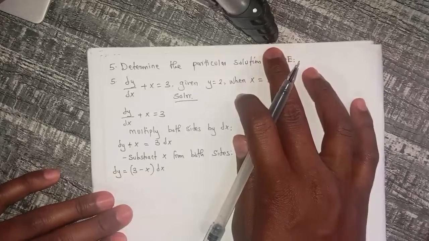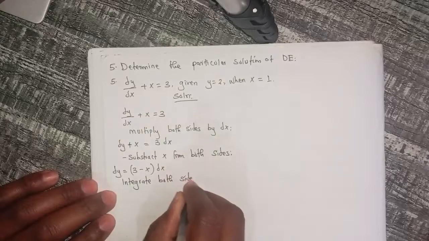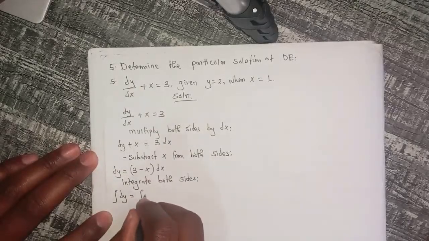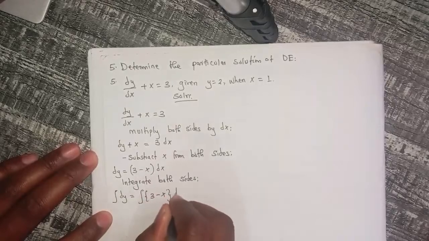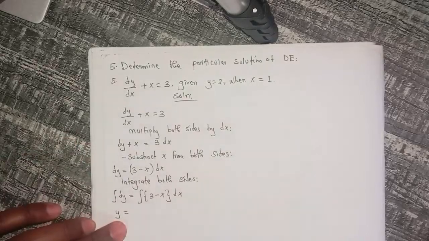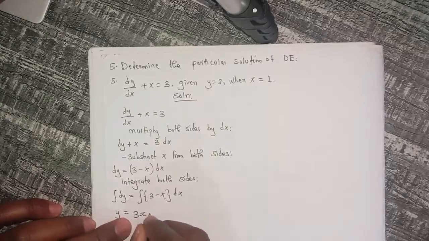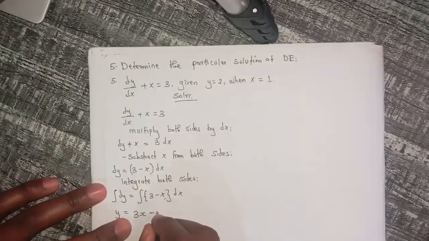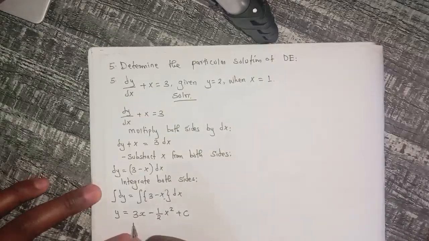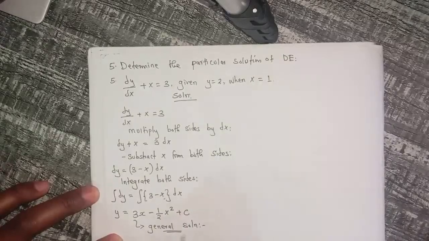So from there, we integrate both sides. So the integral of dy is equivalent to the integral of 3 minus x with respect to dx, and this gives you y is equivalent to, if you integrate this side, 3x minus half x square plus constant c, and this is simply what we refer to as the general solution. That is our general solution.